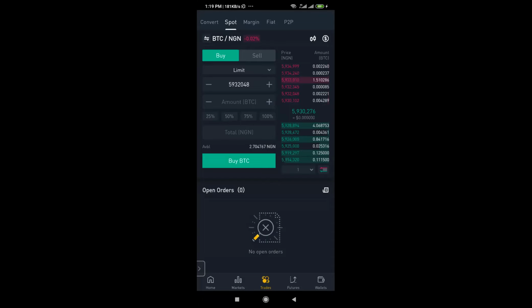So let's say I want to buy Bitcoin at the price right now. We can see that Bitcoin is at 5,130,276 naira. That's what one BTC is in the market. So I just come to market. Buying at market price means I want to buy at what the market is selling at that point, immediately. I want to get my Bitcoin quickly.